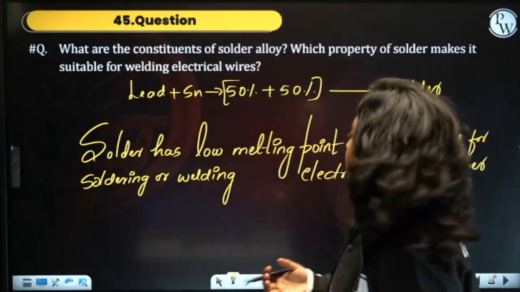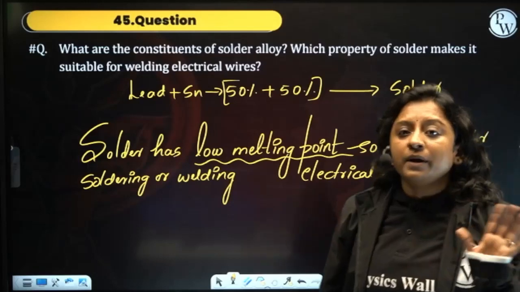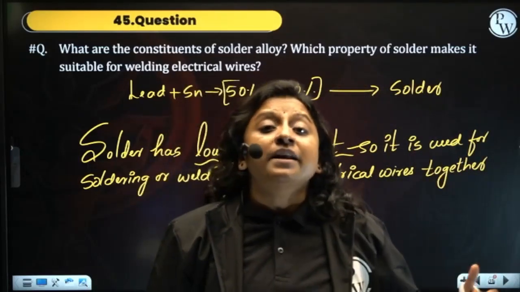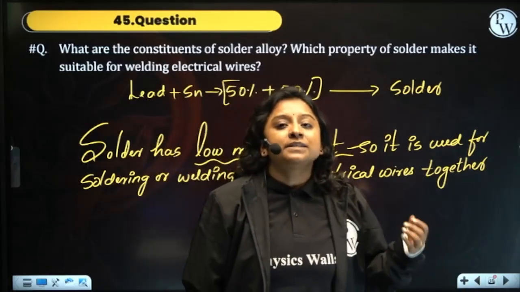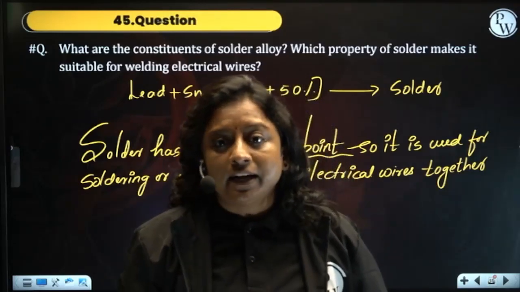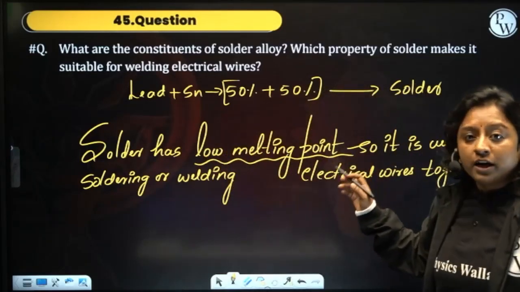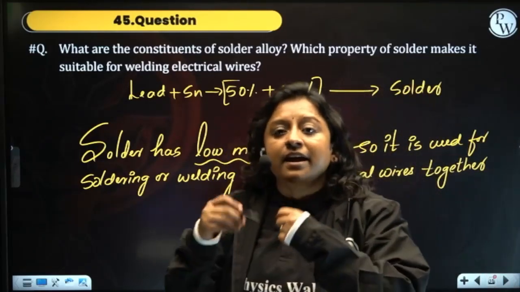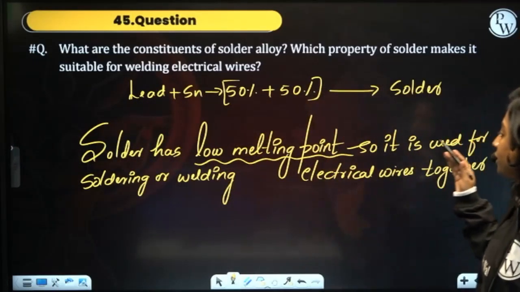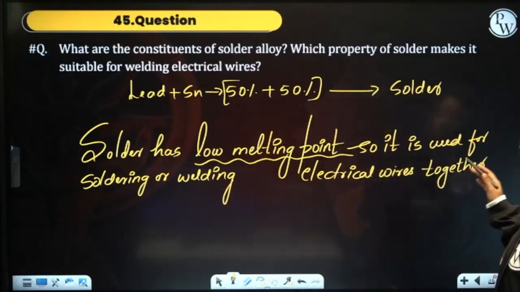Low melting point. An alloy's melting point doesn't always have to be higher than the pure metal's. Copper has a high melting point, but copper's alloys such as bronze and brass don't have a higher melting point than copper. Similarly, solder has a low melting point, so you can easily melt it and fuse it with electrical wires, so it is used for soldering or welding electrical wires together.